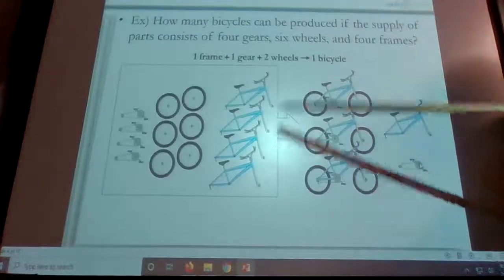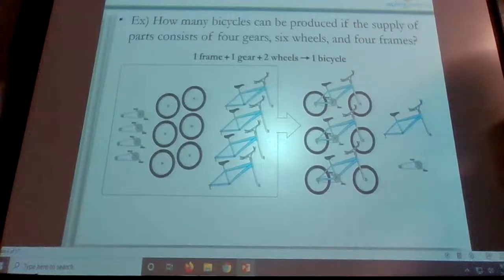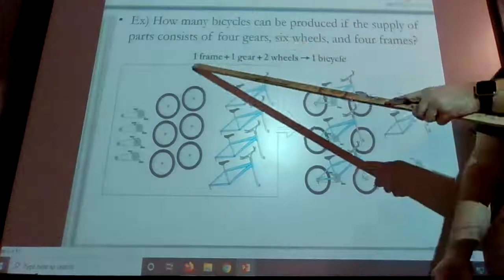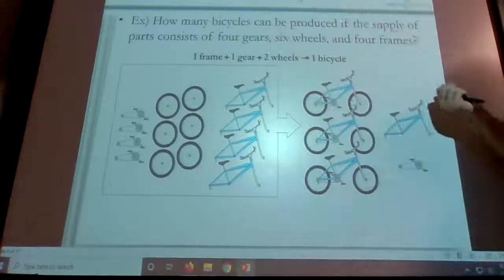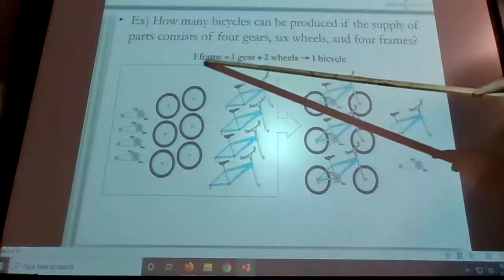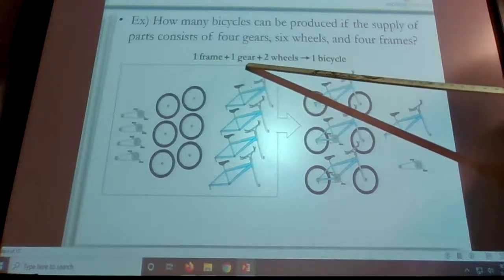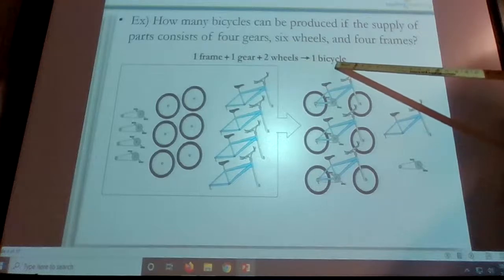So they go to the bicycle example. And I like the bicycle example because it's nice and visual and we can all kind of take something from it. So what do we have here? We have a formula, which I've written on the board over there. What does it take to build a bicycle? And we've written it out just like a chemical formula. I have 1 mole of frames, 1 mole of gears, 2 moles of wheels, and if I put all those together, I get 1 mole of bicycles out.